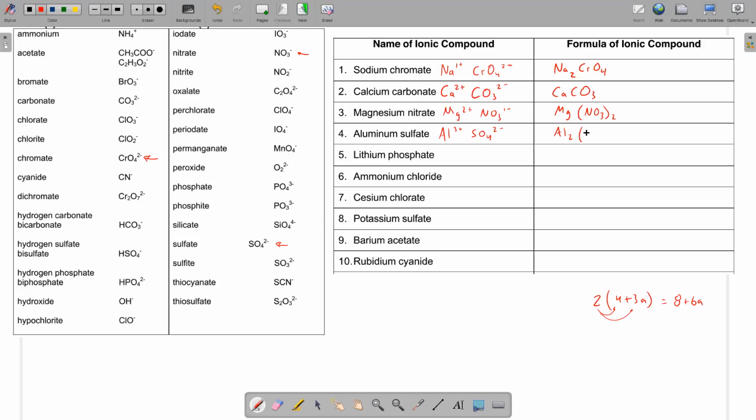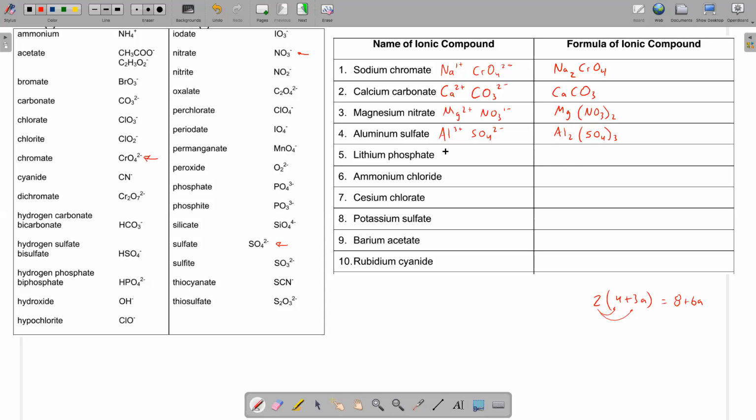But the sulfate, oops, my pen just messed up a little bit, is SO4 3. So the charge for sulfate was 2, so we need 2 aluminums. The charge for aluminum is 3, so we need 3 sulfates. But that anion that's polyatomic goes inside a parenthesis.